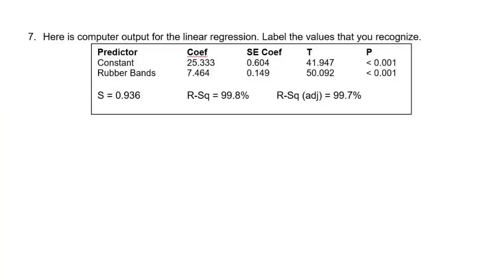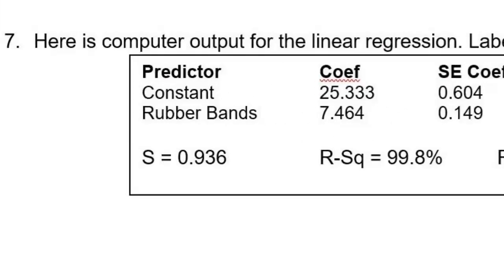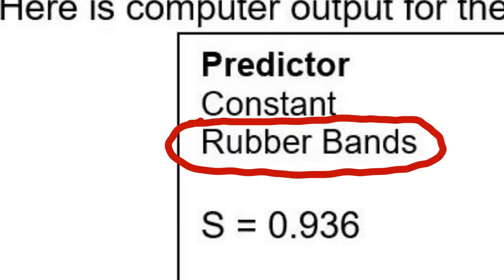All right. Let's look down at the bottom. Here is computer output for linear regression. This is oftentimes what you will be given to answer a question. And this gives you all the information that you need in order to write the equation of the least squares regression line, as well as to interpret some other important information here. First thing I want to point out, it says constant and then it says rubber bands. This is my x variable.